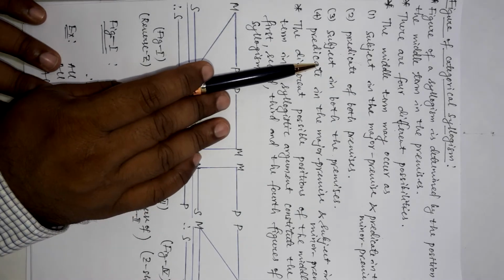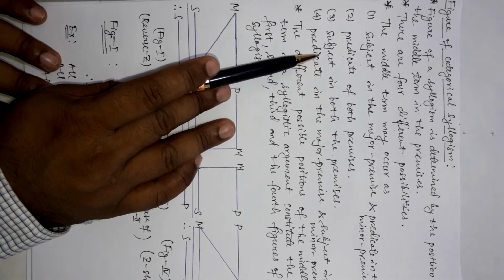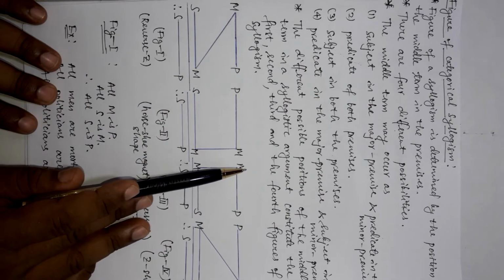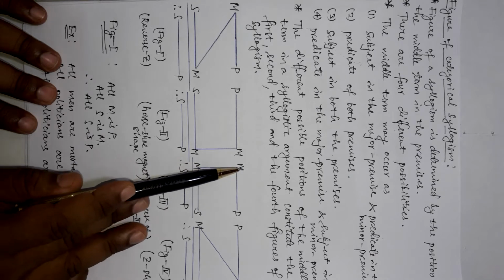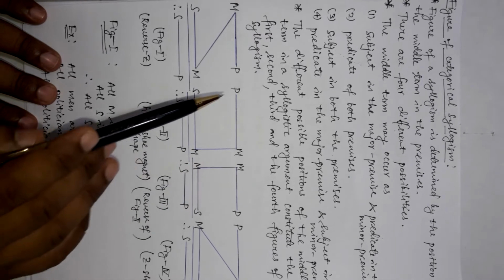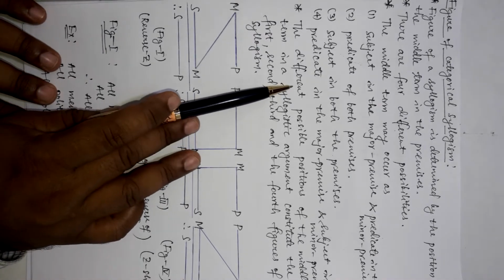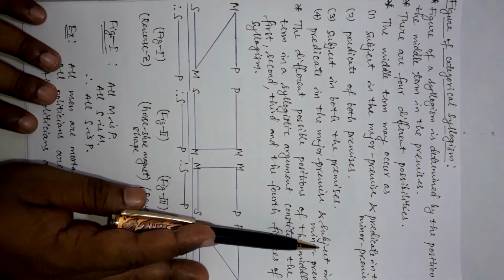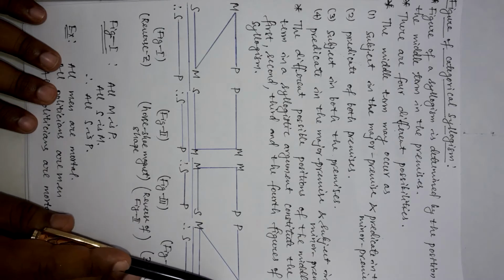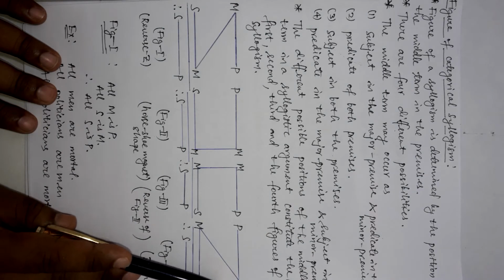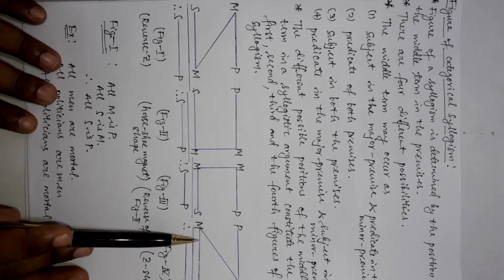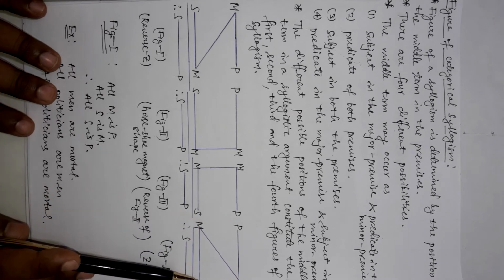Then the third case is the middle term may occur as the subject in both the premises. And the fourth is that the middle term may behave as the predicate in the major premise and the subject in the minor premise.